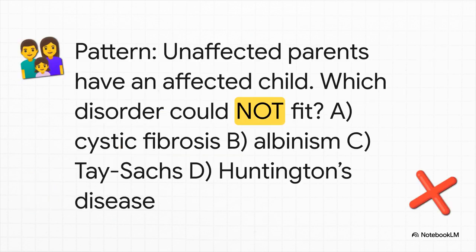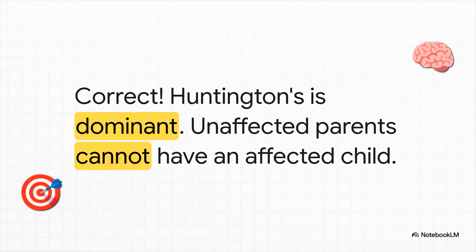Okay, next case for you. Imagine a pedigree where two unaffected parents have an affected child. Based on that pattern, which of these disorders could not possibly fit? Huntington's disease, D, is the one that just doesn't fit. Remember that golden rule for dominant disorders? An affected child has to have at least one affected parent. Two unaffected parents simply can't pass on a dominant trait that they don't have.